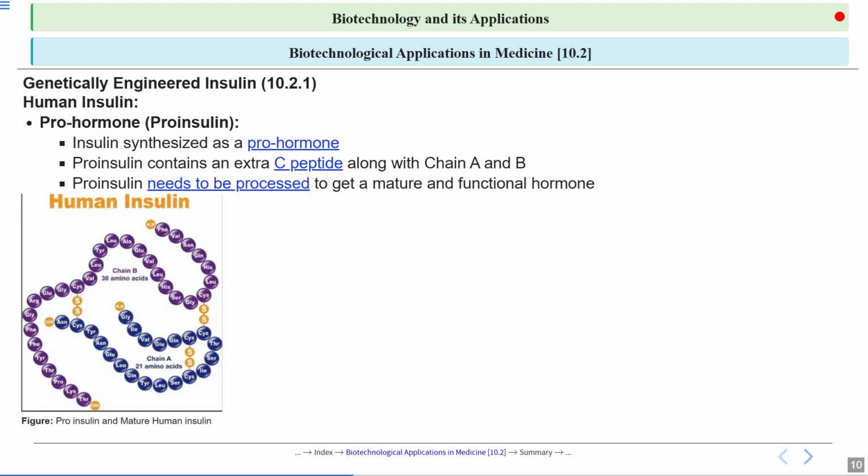Now, as we said, a mature insulin has two chains, A and B. A consists of 21 amino acids, B consists of 30 amino acids. Both are joined together by disulfide bonds. But this proinsulin, which is how the body actually synthesizes insulin as a prohormone, contains an extra C peptide. To make this proinsulin into mature insulin, we need to first process it. So how will we process it? By removing this C peptide.